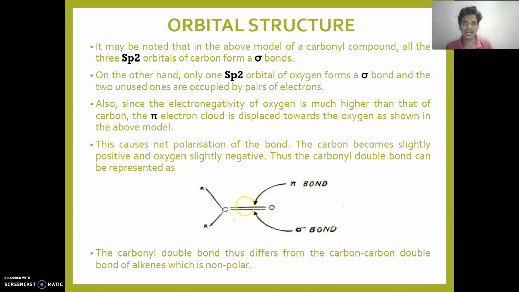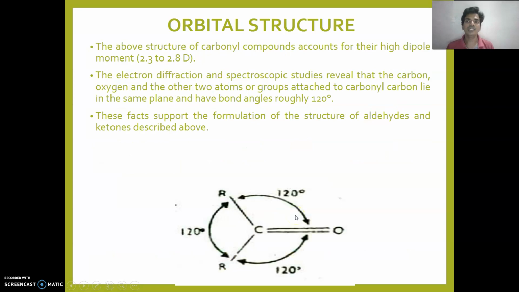So carbon becomes partially positive, and oxygen becomes partially negative, forming delta positive and delta negative charges. Thus the carbonyl double bond can be represented with a pi bond and a sigma bond. So the carbonyl double bond differs from the carbon-carbon double bond of the alkenes, which is non-polar. The above structure of the carbonyl compound accounts for their higher dipole moment, which is 2.3 to 2.8.